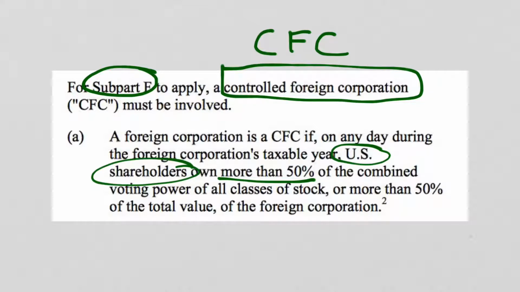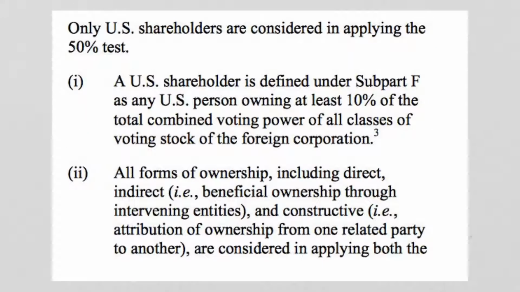Let's see if the slide does it. If not, I'll explain it. Because the concept of U.S. shareholder is not what you think. It's not just anybody, but it is, in particular, a U.S. shareholder is defined as, under Subpart F, this is only for Subpart F, is a U.S. person owning at least 10% of the total stock of the foreign corporation. At least 10%.